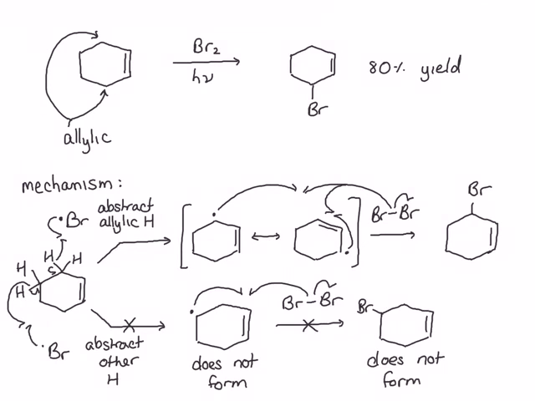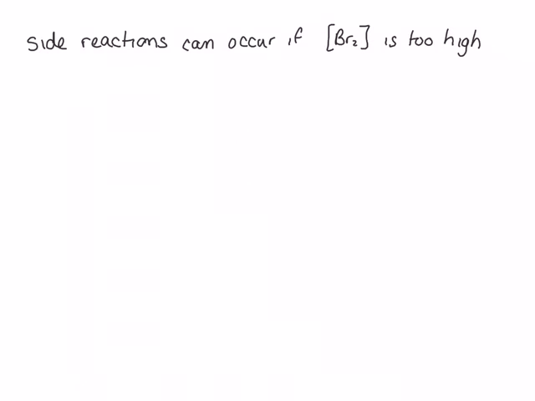Because of the selectivity in allylic bromination, this is a very useful reaction in organic synthesis. However, side reactions can occur if our concentration of bromine is too high. Side reactions are bad because they produce additional products that we then have to remove using purification. We'll talk about some of these side reactions later in the semester. However, what I want to focus on now is how we avoid these side reactions in allylic bromination.